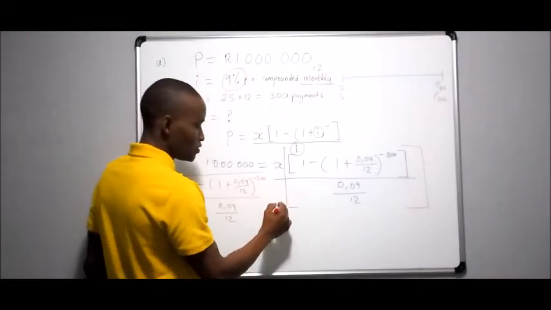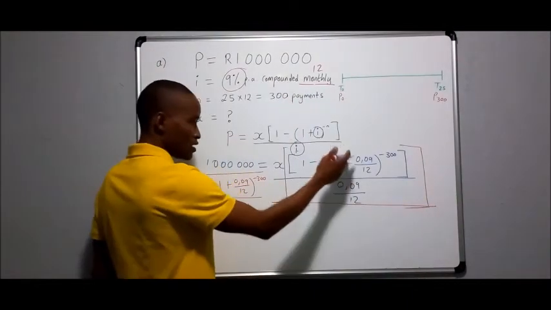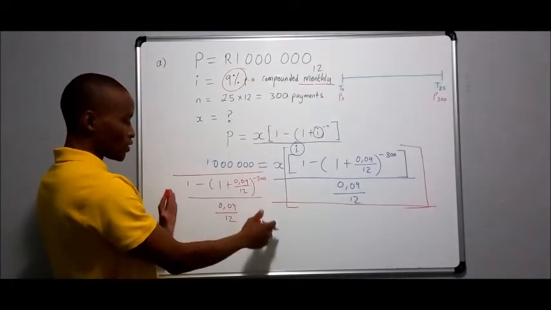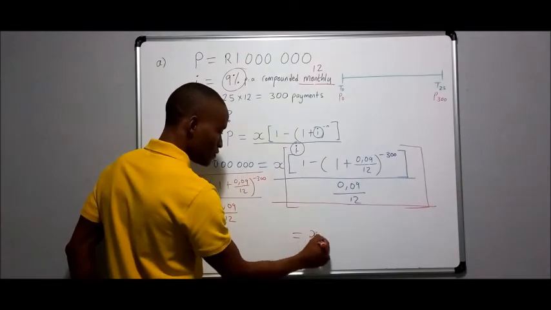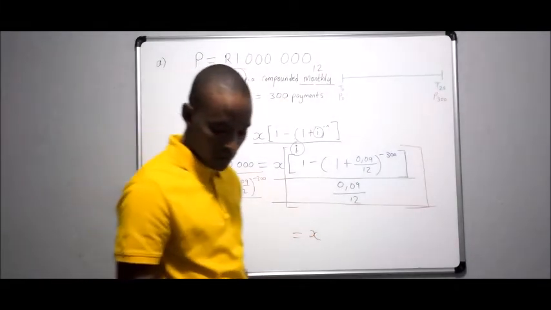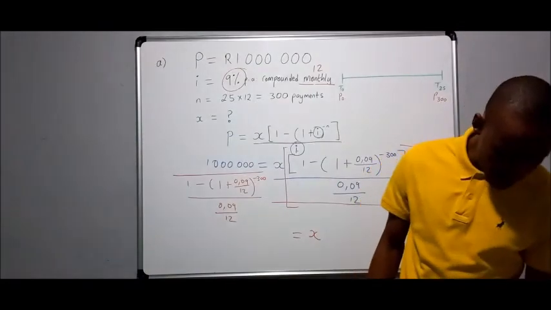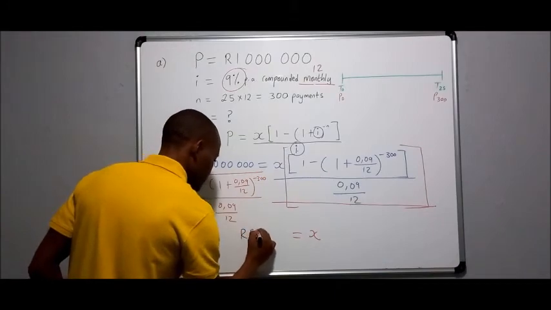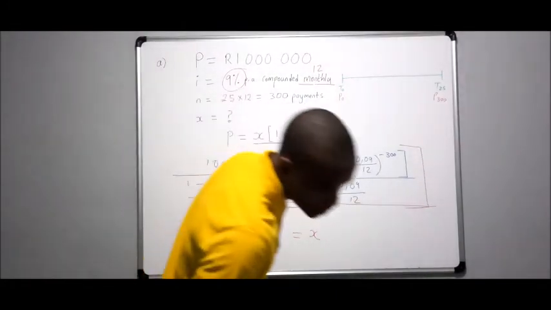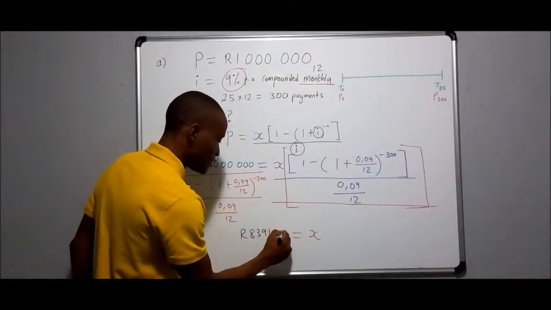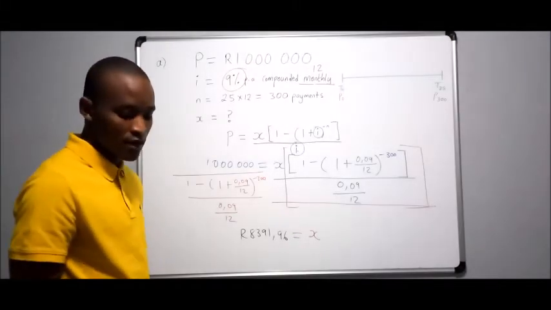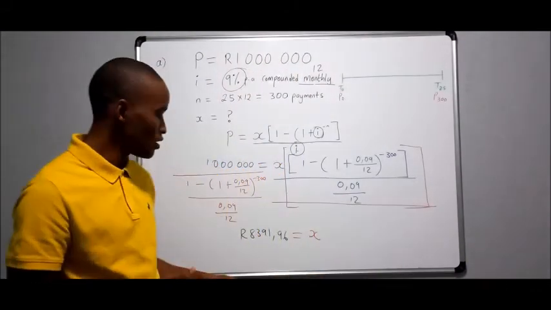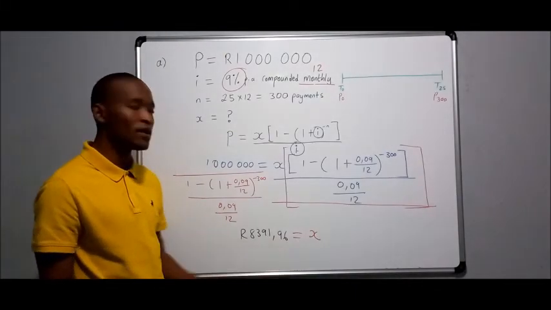You do the same thing this side. You divide it by itself, and of course it will cancel out. You find out what's going to happen here, and that will give you the value of x. I've already given you the answer there. It is 8,391 rands and 96 cents. In financial maths, the standard rounding off is 2 decimal places, because we need to accommodate cents in cases where that is necessary.